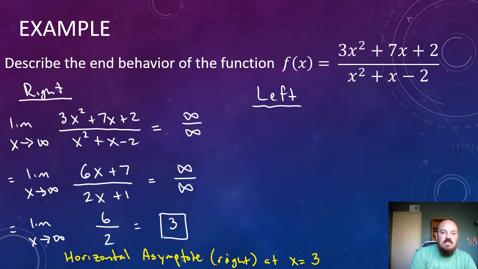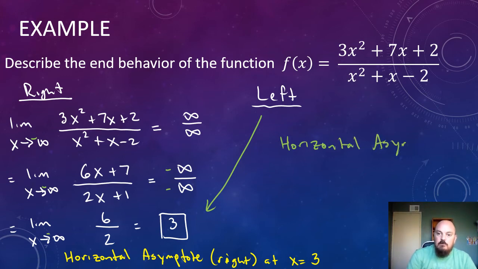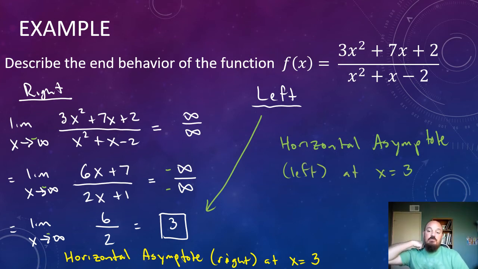Like if you do the work for the left, basically what will happen is this. As you're going to negative infinity here, you still get infinity over infinity, so you do L'Hopital's rule. This one actually comes out negative infinity over negative infinity, but that doesn't matter. You still do L'Hopital's rule again, and you end up with the exact same work where you get 3. So you also have a horizontal asymptote to the left at x equals 3.